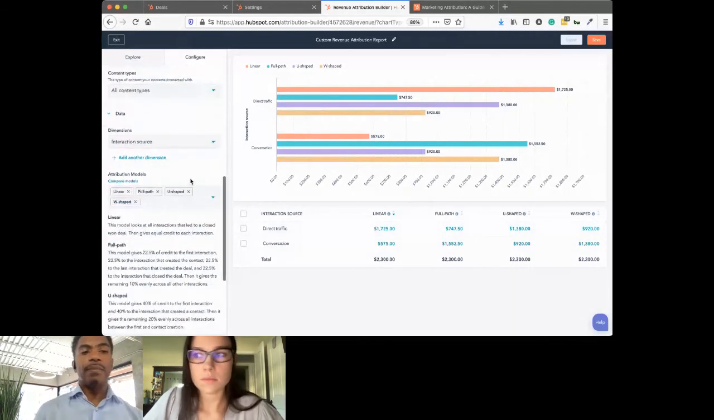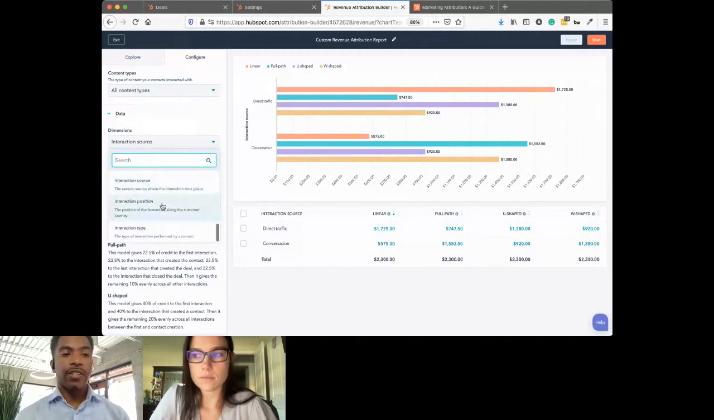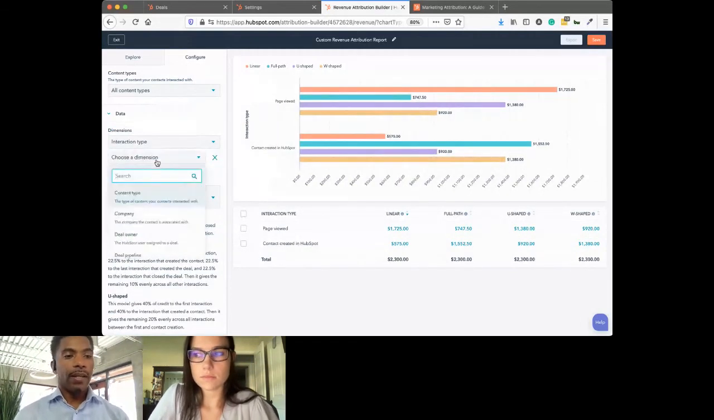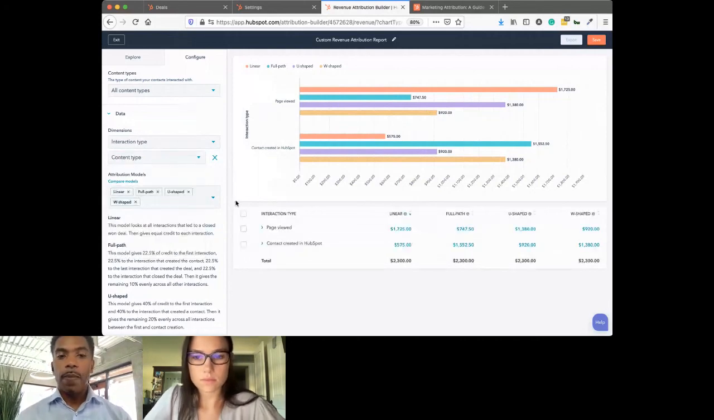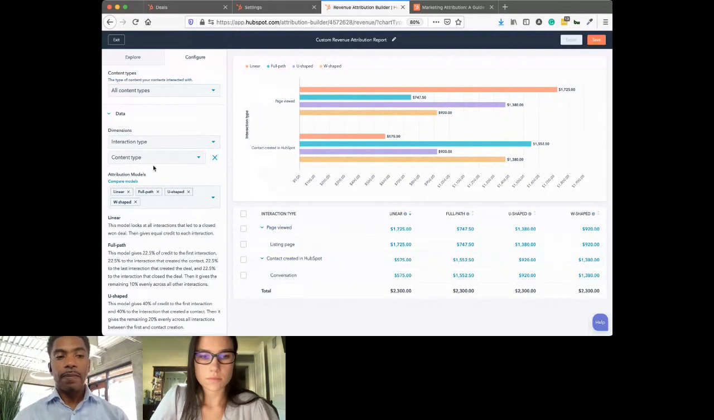And then finally, you've got dimensions, and you can create up to 2 dimensions here. So campaign or interaction source was one of the first that was selected. And then you can come in and do another one, maybe called content type. And here you can see the content types, or interaction type and then the content type, right? So you can basically drill into these and you can see how that is actually allocated.